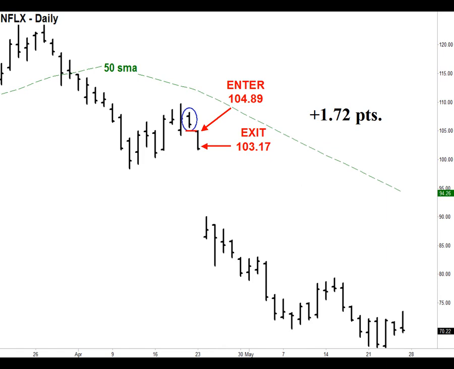Now, using just one of our more aggressive techniques, which keeps you in the market longer, you would have stayed in the market for about another month. And in Netflix, you finally would have exited or covered your position at 72.41 for a gain of 32.5 points, nearly 20 times what you made trading conservatively. But that's what it means to trade aggressively.